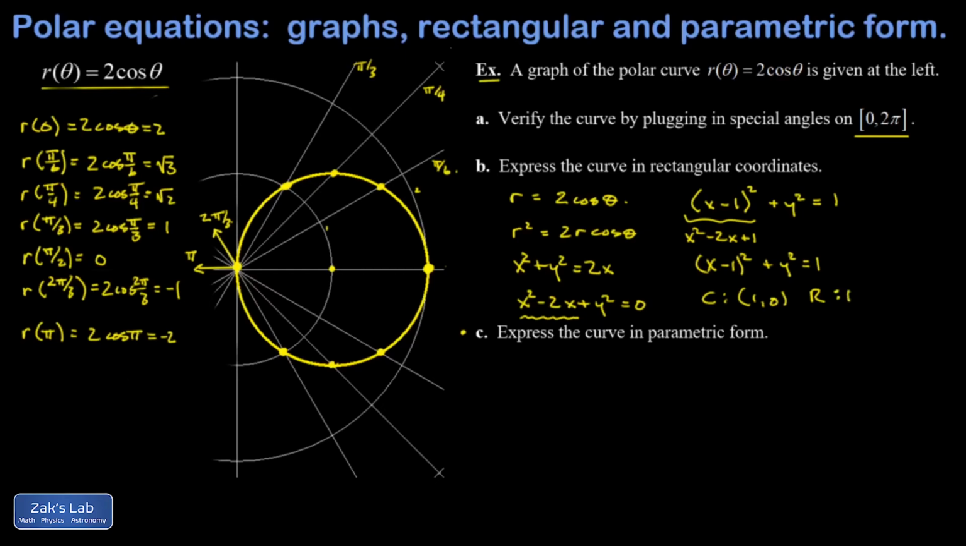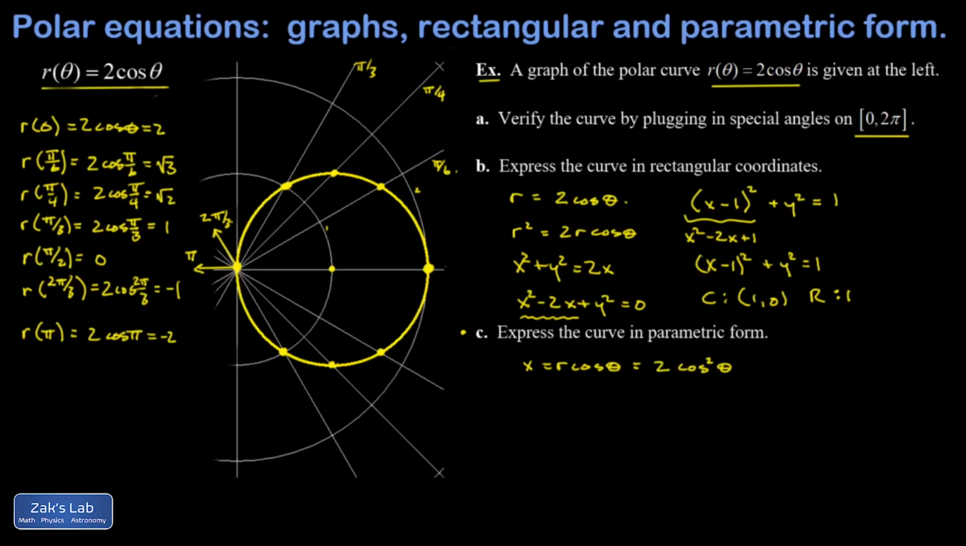Now what about getting the parametric form for this curve? To do this, I use my other set of conversions, x equals r cosine theta. And then I just plug in what r is in terms of theta based on the original equation of the curve. So r is 2 cosine theta. This gives me 2 cosine squared theta.